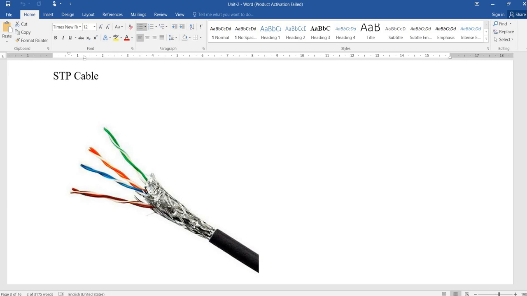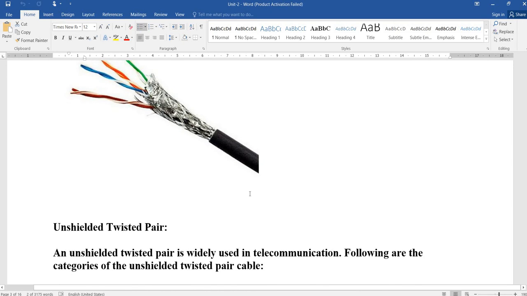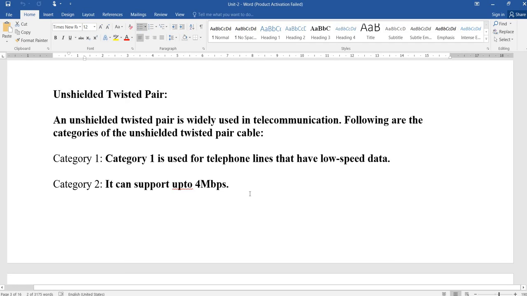But in this STP, we can transmit beyond 100 meters, like 200, 300 meters without amplification, without error. Why? Due to the shielding. Okay, this shielding removes the interference of the signals. Okay, shielded twisted pair. Unshielded twisted pair is widely used in telecommunications and also in computer networks.